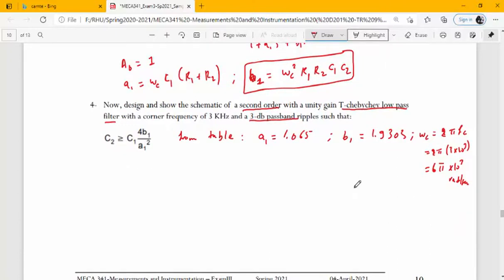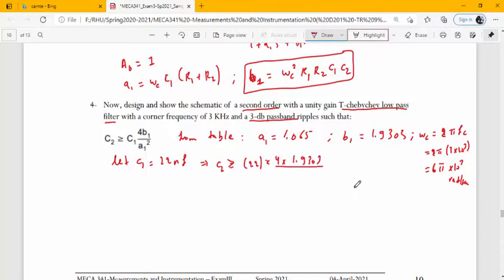So let C1 be equal to 22 nanofarad. Then C2 is greater than or equal to 22 nanofarad multiplied by 4 times 1.9303 over 1.065 squared, and this is approximately 150 nanofarad. Now we can substitute into those two equations to solve for R1 and R2. We have two equations and two unknowns.